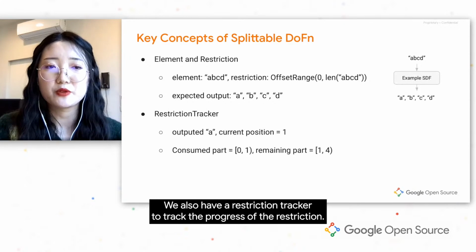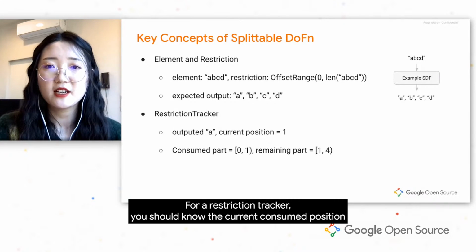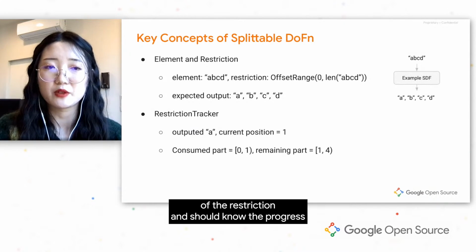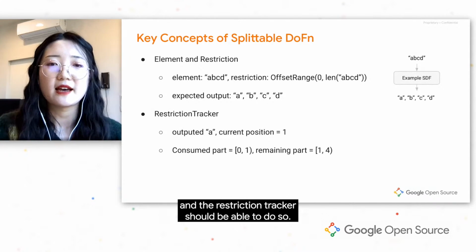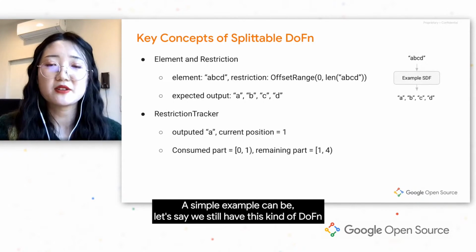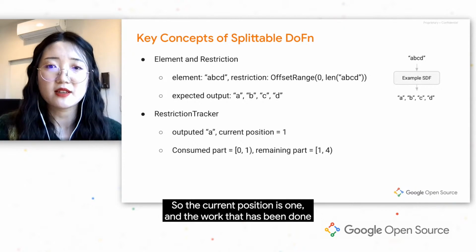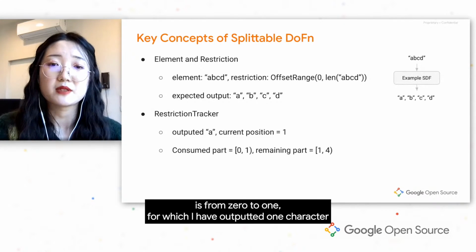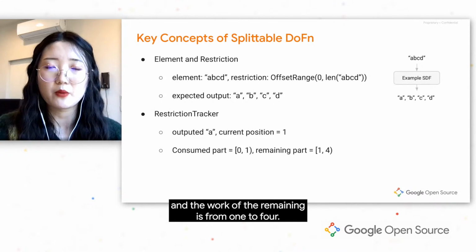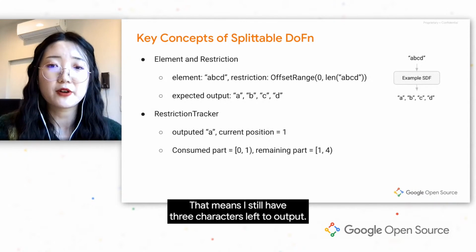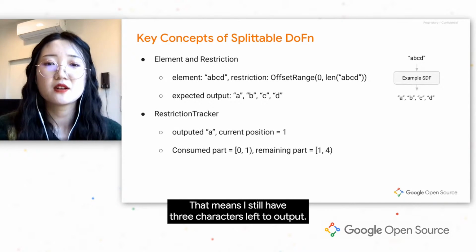And we also have a restriction tracker to track the progress of the restriction. For a restriction tracker, you should know the current consumed position of the restriction, should know the progress, and when it's time to do the split from the runners, the restriction tracker should be able to do so. A simple example: let's say we still have this kind of DoFn, and we already output character A. So the current position is 1, and the work that has been done is from 0 to 1, which means I have output 1 character. And the remaining work is from 1 to 4. That means I still have 3 characters left to output.